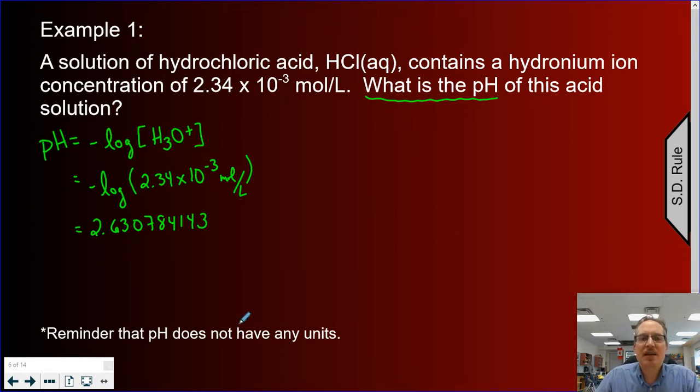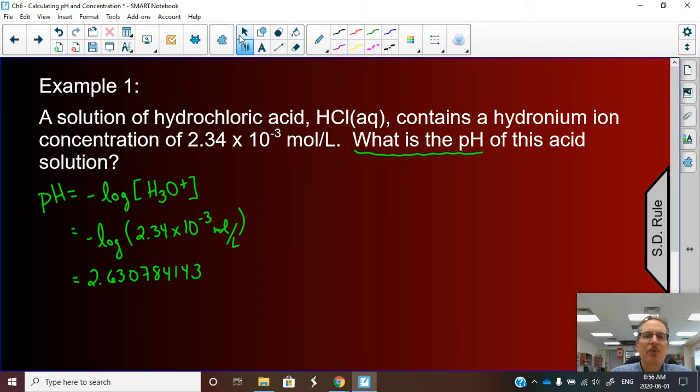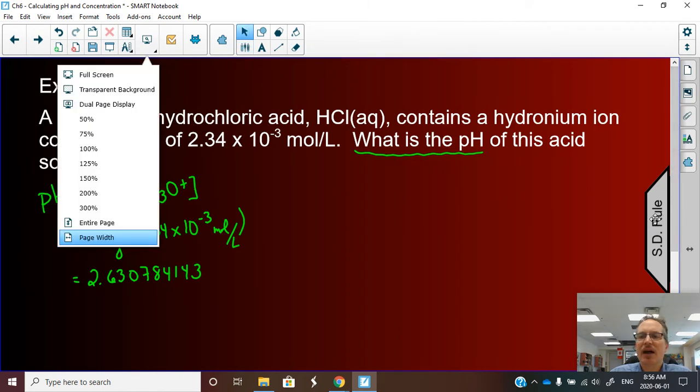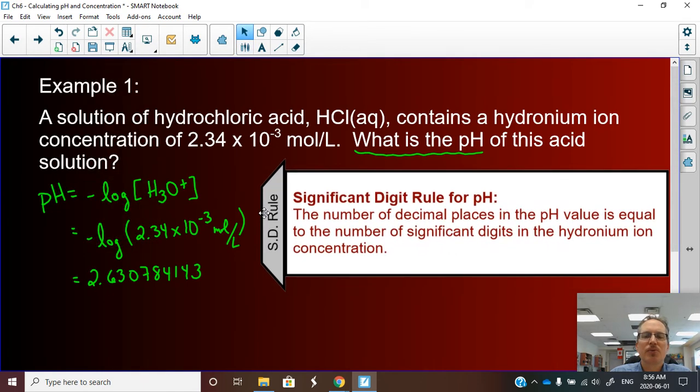Now, the interesting thing about pH is pH has its own rule for significant digits. We previously did not look at this rule because we weren't going to do any pH calculations. So because we weren't going to get any practice, we didn't learn the rule. Now, though, we're at the stage where it's important enough for us to actually know the rule. So here's the rule. The number of decimal places in the pH value is equal to the number of significant digits in the hydronium ion concentration.